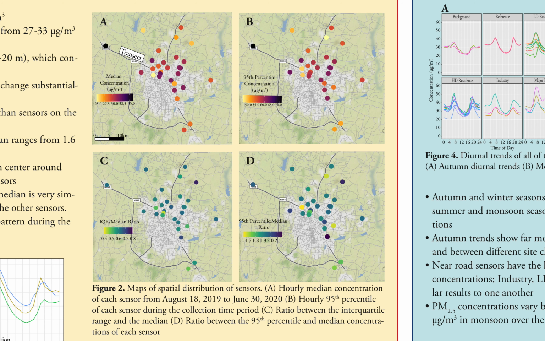The ratio between the 95th percentile and the median shows that the 95th percentile is about 1.8 times the median. This shows that a large majority of the data are within 2 times the median concentration, and even large concentration events are not dramatically large in Bangalore.